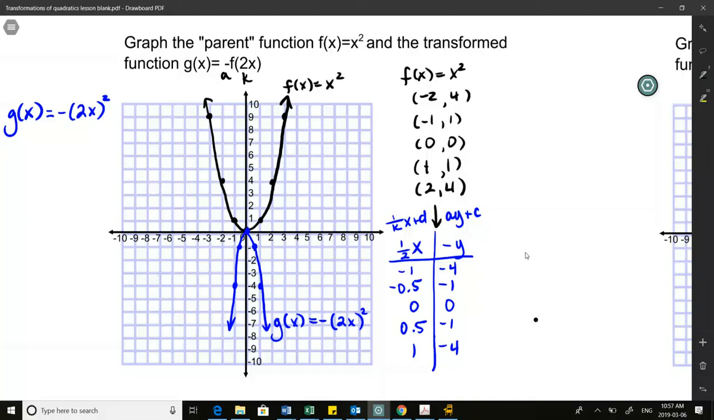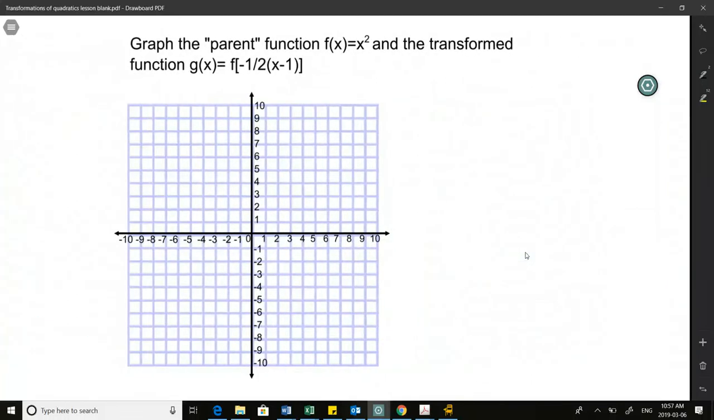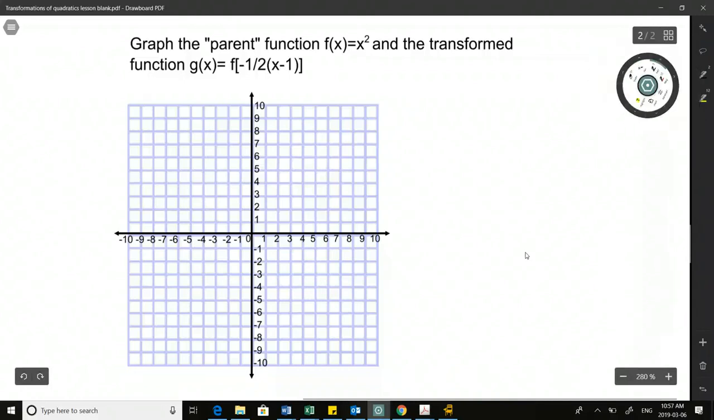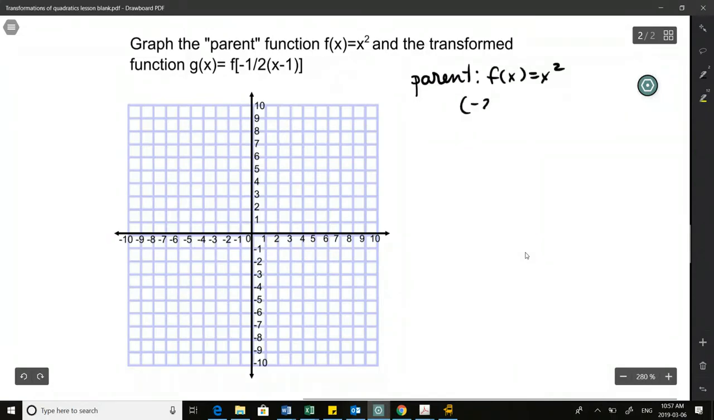Okay, I'll give everybody just a second to get caught up here. Are we good? Okay, let's go to the next one. So same parent function. We're going to get really good at writing out these points every time. So our parent is f of x equals x squared, same key points. We're going to rewrite them. It will help us remember them.